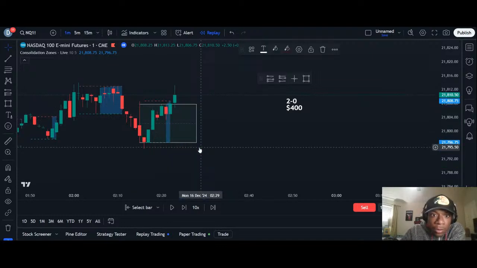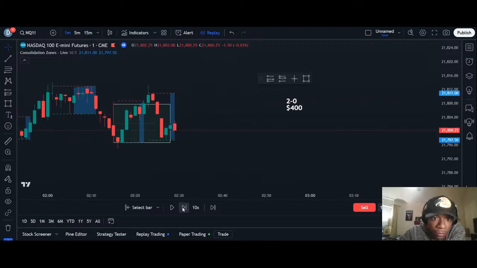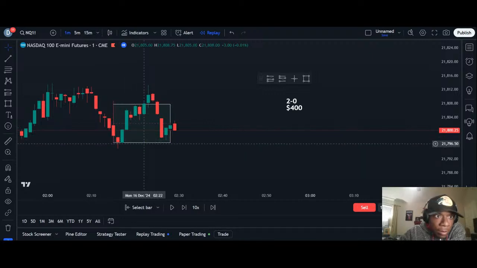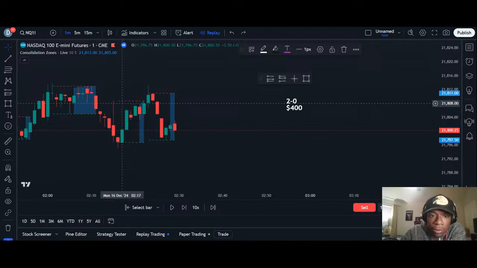Okay. So yeah, that was trade number 2 for the day. Now we're gonna wait for trade number 3. Boom. You see the zone formed. Oh shit. What just happened? Okay, here we go. You see the zone formed. Boom.